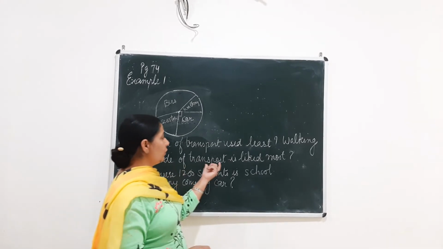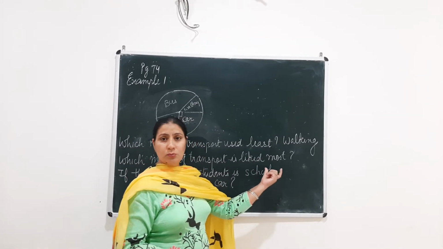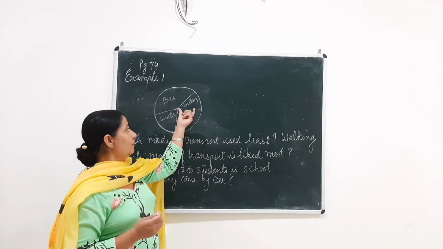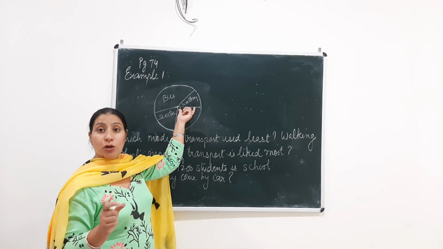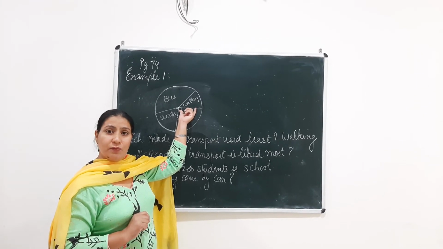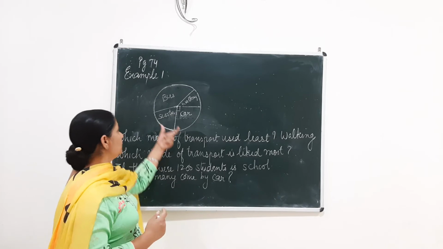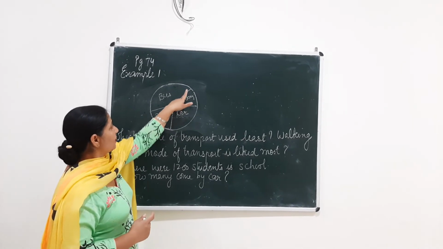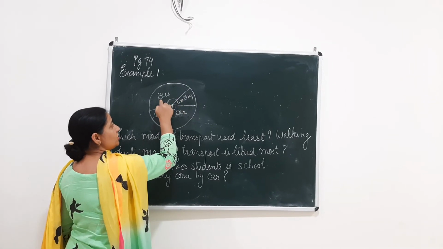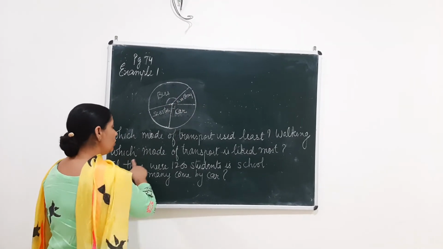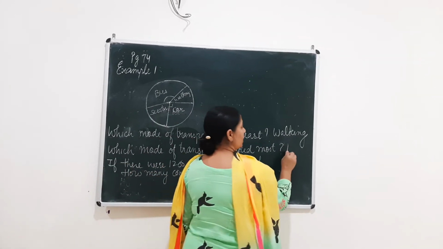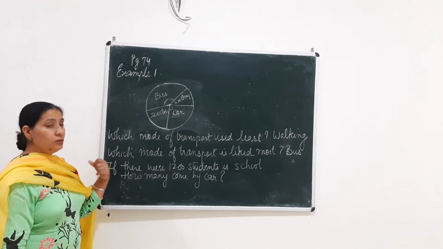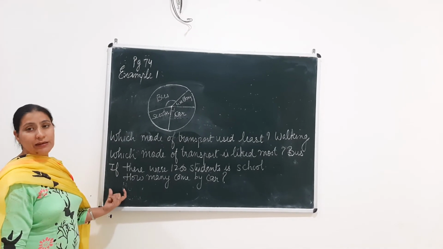Now we come to the second question. Which mode of transport is used most? Most matlab sabse zyada. As we saw when we talked about the least, we said which is the smallest sector. So when we say which is the most, we will be talking about the biggest sector. The biggest sector, as you can see, is the one in which it is written bus. So the most used mode of transport is bus. Now coming to the third question, which is a little bit different.